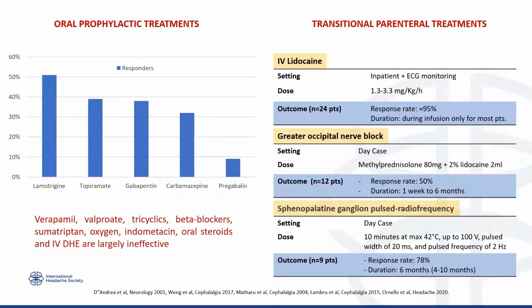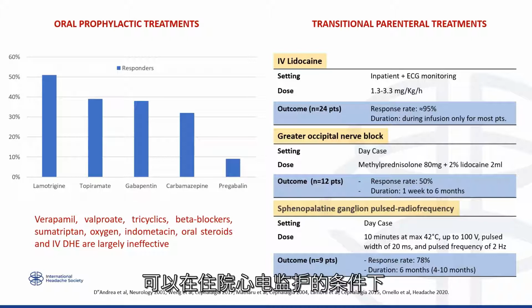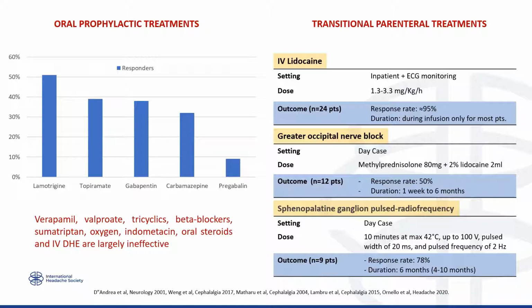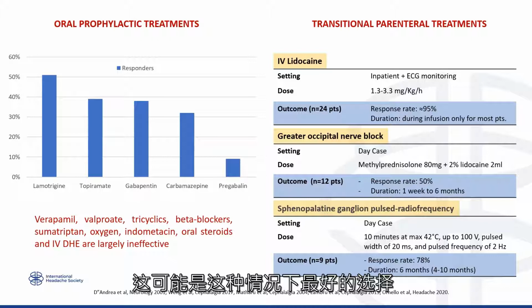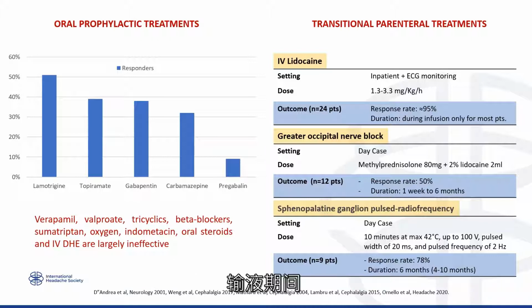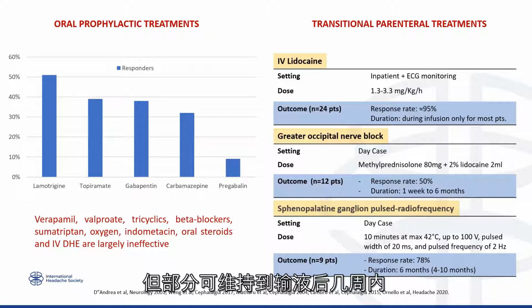The available evidence shows that lamotrigine is the preventive treatment of choice in SUNCT and SUNA, followed by topiramate, gabapentin, carbamazepine, and probably oxcarbazepine. Transitional treatments are sometimes used in case of SUNCT status, where the SUNCT attacks occur relentlessly without any breaks, often causing severe degree of disability by preventing patients from eating and drinking properly. To try and break this pain cycle, intravenous lidocaine can sometimes be administered as an inpatient with ECG monitoring, and is considered one of the best treatments in these cases, although the duration of the beneficial effect is normally limited to the infusion time and sometimes for a few weeks later.